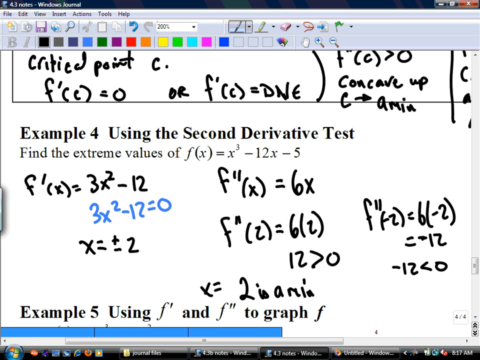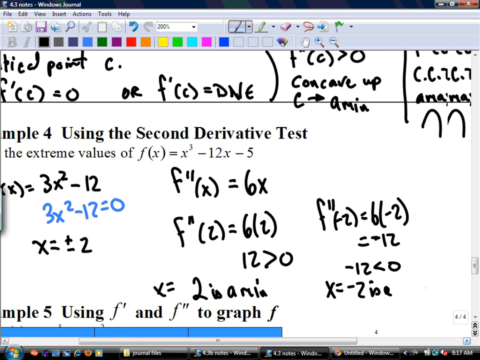You don't actually need to graph it unless I tell you to. You don't actually need to build a table unless I tell you to. And we'll stop here for now. Plug into the second derivative to determine the concavity. And the concavity will tell you if it's a max or a min. Okay, so we'll stop here.